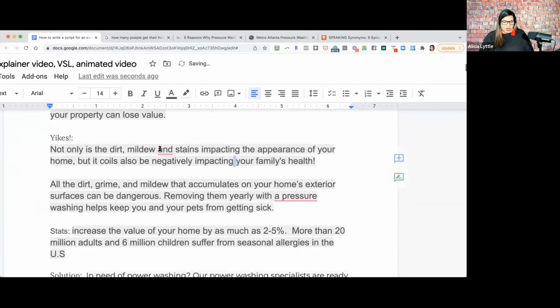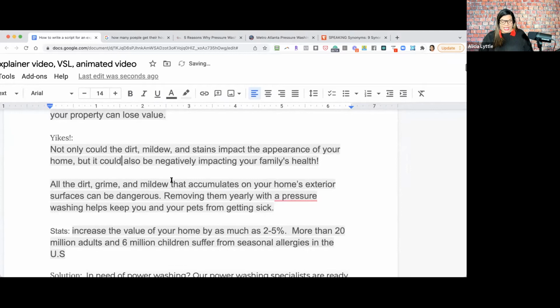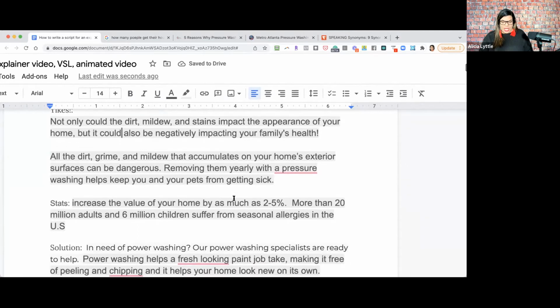Appearance of your home. I'm using Grammarly right now to fix a lot of this. So not only is the dirt, mildew, and not only could also be negatively impacting your family's health. Let's move to stats. So I'm going to cut that. I'll just put it at the end, some additional notes.